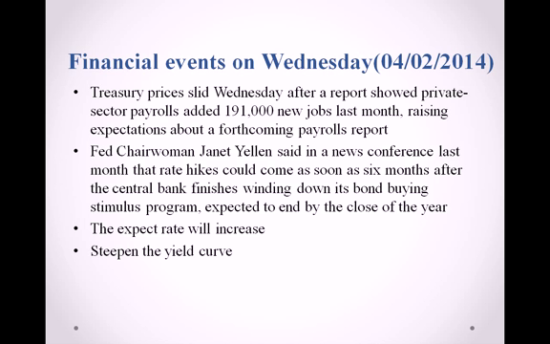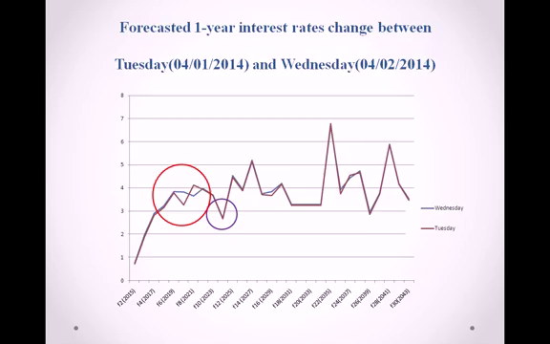Both messages told the market the expected rate will increase later, so the investors will buy short-term Treasury bills and sell long-term Treasury bonds. That decreases the yield of short-term bonds and increases the yield of long-term bonds, so the yield curve becomes steeper. So now we move to the forecast 1-year interest rate change between Tuesday and Wednesday. Because the yield to maturity curve steepened on Wednesday, the blue line of Wednesday on the forecast graph is also a little above the red line of Tuesday.